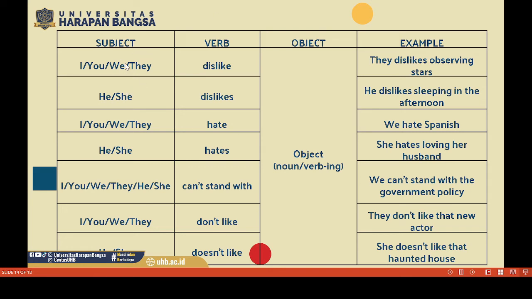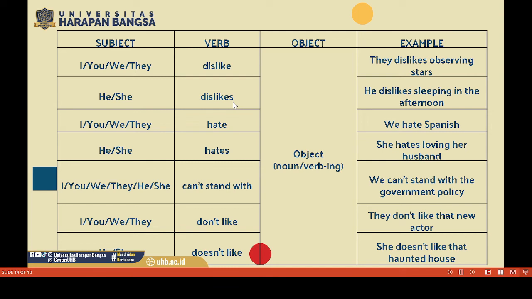Oke, jadi yang membedakan antara subjek satu dengan subjek yang lainnya adalah kumpulan subjeknya. Biasanya cara menghafal saya adalah they, we, are you. Kalau dibaca cepat kan terdengar seperti they, we, are you. Karena they, we, are you ini gak suka S, jadi verbnya pasti gak dikasih S. Biasanya saya seperti itu cara menghafalkannya. So, they, we, are you menggunakan dislike tanpa S, he or she menggunakan dislikes menggunakan S.